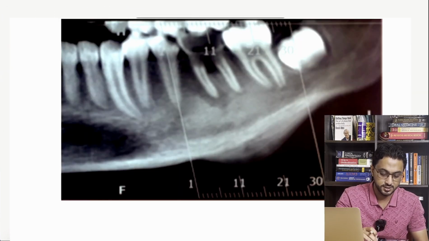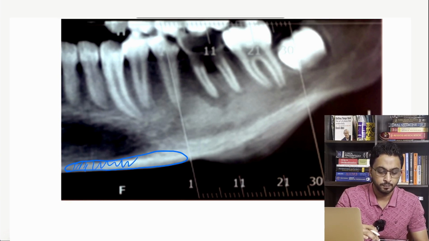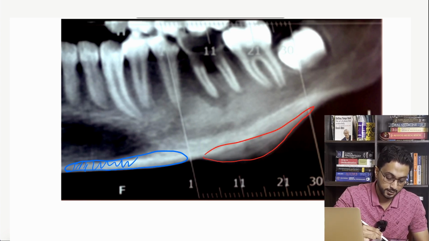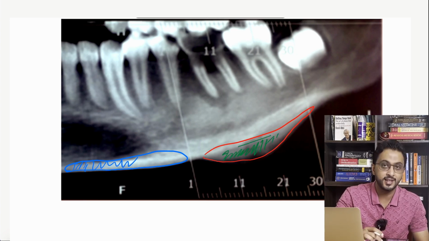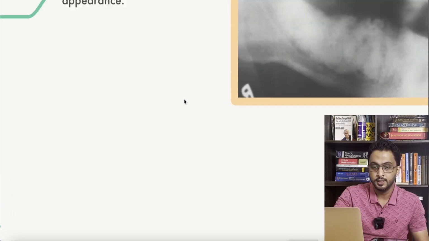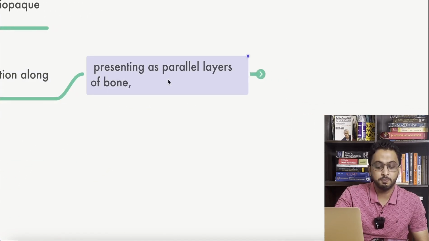This is a picture of Garre's osteomyelitis. If you consider this, this is a normal area, that's the cortical bone, and that's the periosteum. Now if you come here, see this: this is the periosteal reaction. The new bone formed in the periosteum is what gave rise to the bony hard swelling I told you about. It's a very, very important feature: new bone formation along the periosteum, presenting as parallel layers.